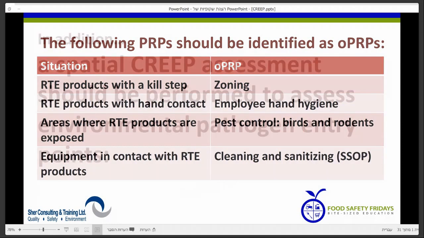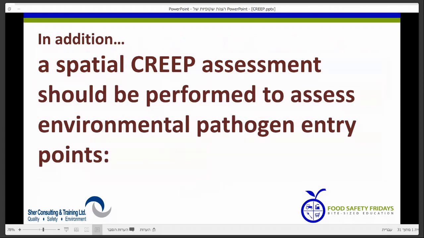In addition, and this is a novel approach, we recommend a spatial creep assessment, meaning geographical, looking at space, and it should be performed to assess environmental pathogen entry points. So what we're doing is looking at our plant or our kitchen or our warehouses from a geographical point of view. We're looking at the space and looking at where introduction can happen and managing those pathways. We have identified 5 major issues that allow pathogens to enter production areas and warehouses, and I'll go through them with you.